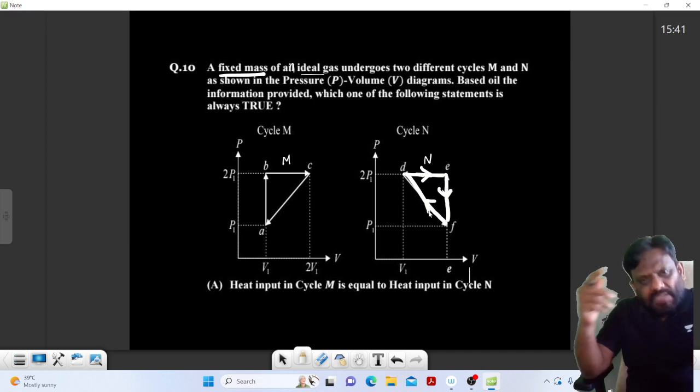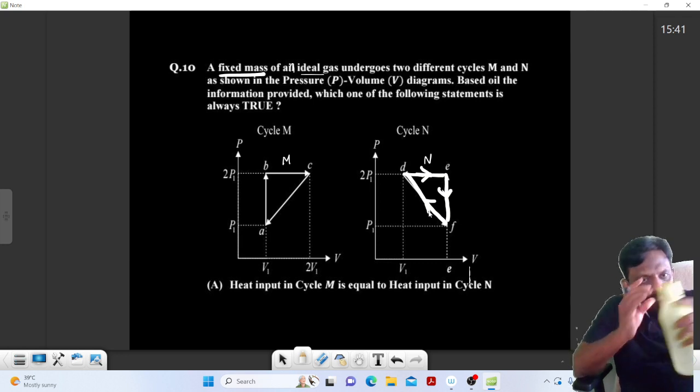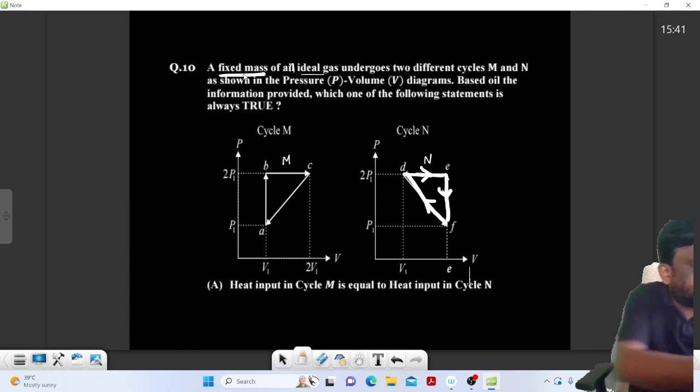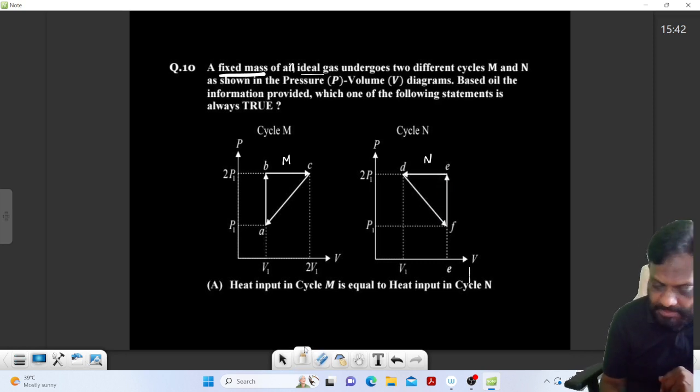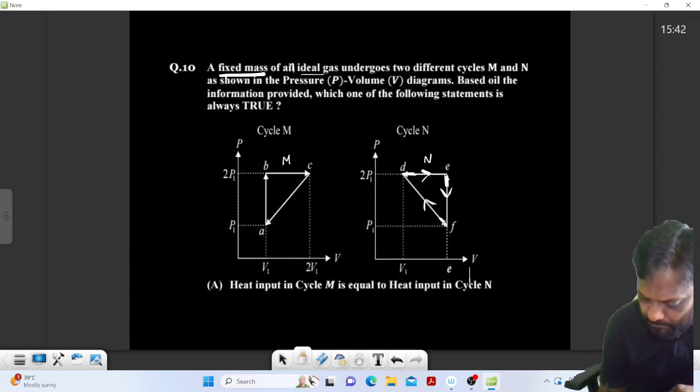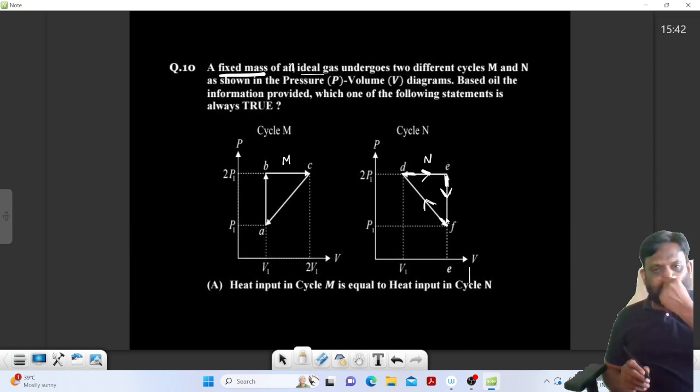Now क्या पूछ रहा है सर? अच्छा क्वेश्चन है सर, एक बार पढ़ो. I request everyone to read. Fixed mass means in both cases the mass is same. Please read the question. मेरे प्यारे मित्रों, प्लीज पढ़ो दोनों. Arrows गलत हो गया सर यहाँ पे, because ये भी clockwise है सर. Both are clockwise only, sir. Printing mistake, please.